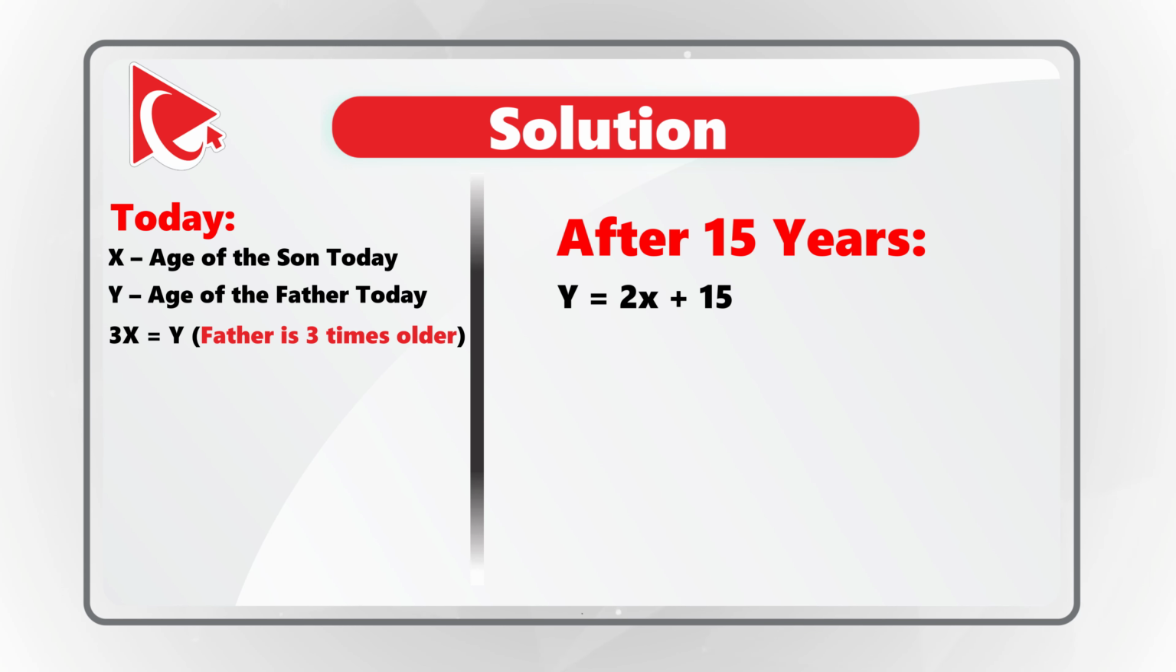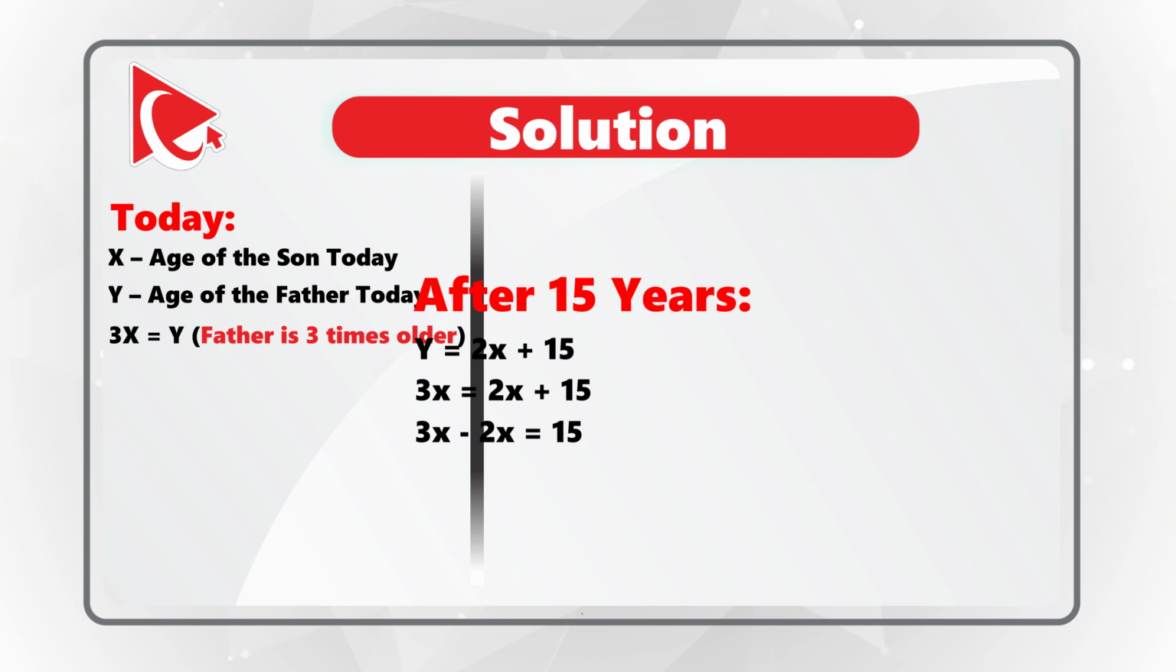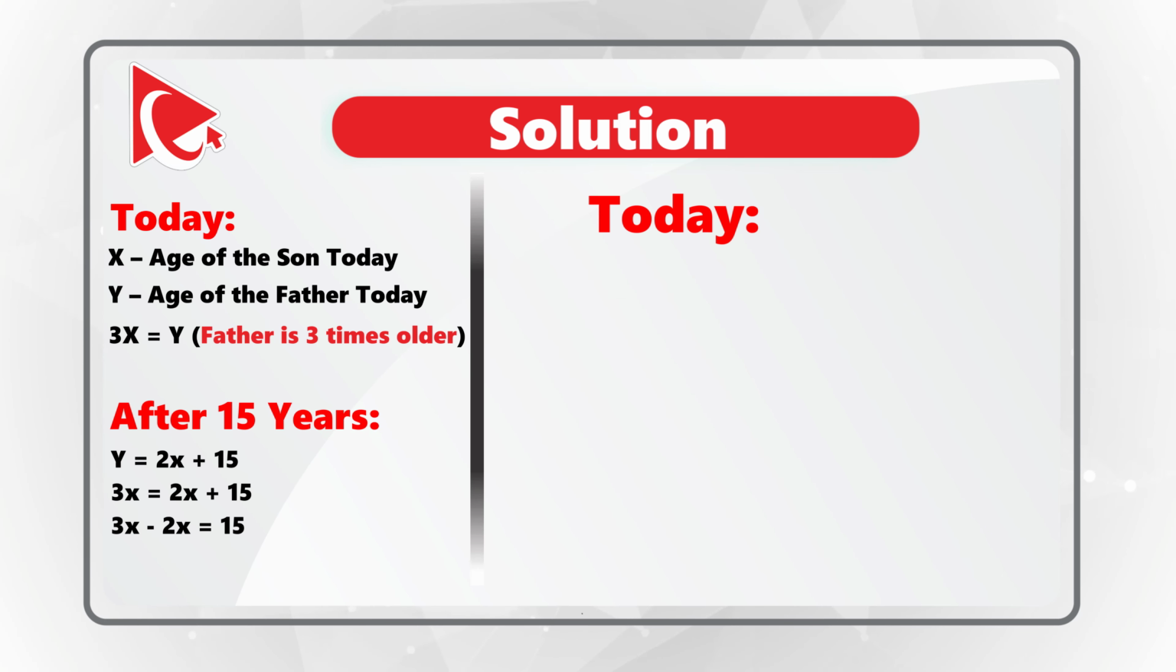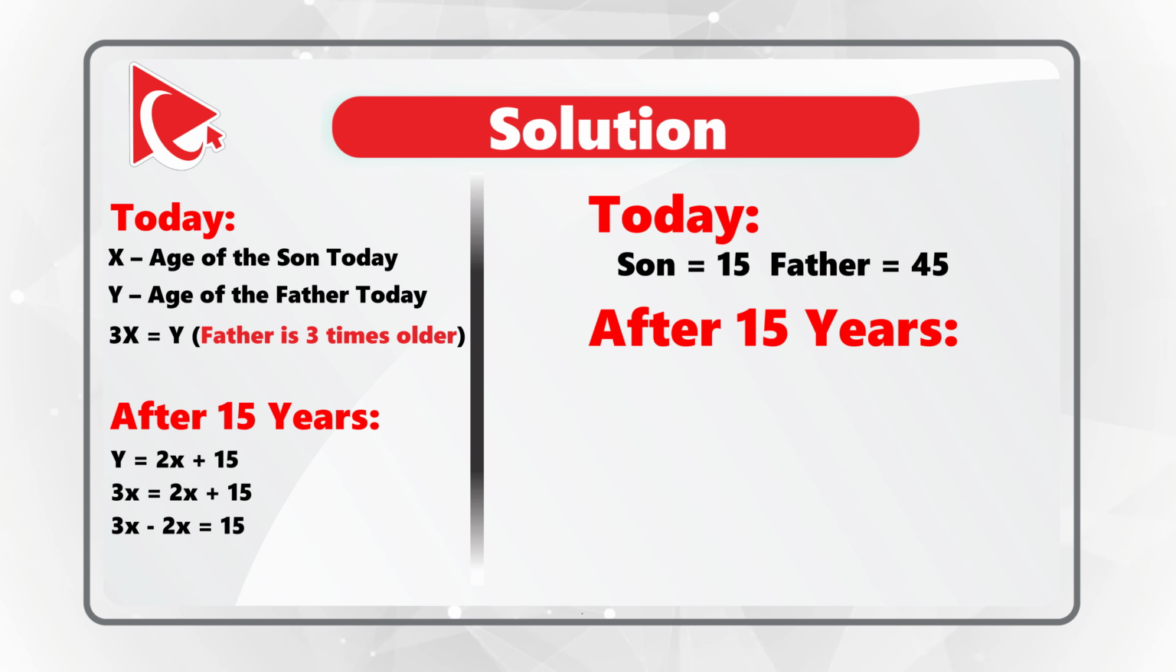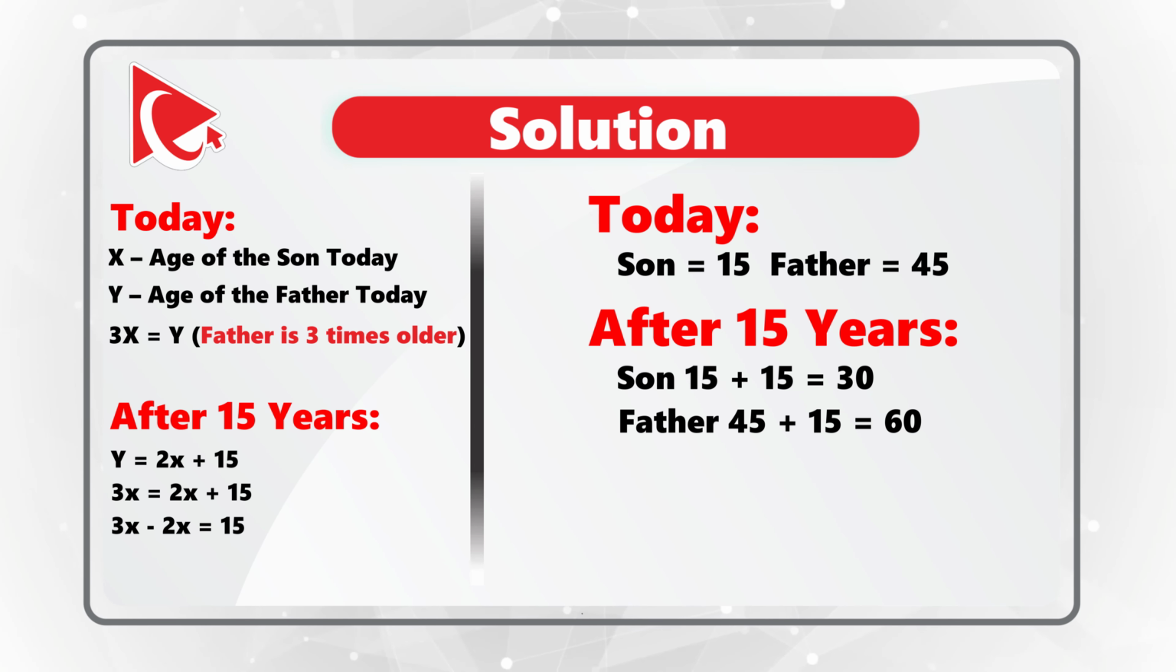Because in both cases y is the same, we can build a new expression: 3x equals 2x plus 15. Once we simplify, 3x minus 2x will equal 15. And after completing the calculations, x will be equal to 15 and y will be equal to 45. Based on this, today's age of the son is 15 years old, which means that after 15 years, the son will be 30 years old and the father will be 60 years old.